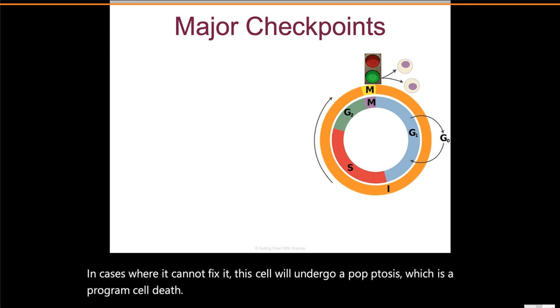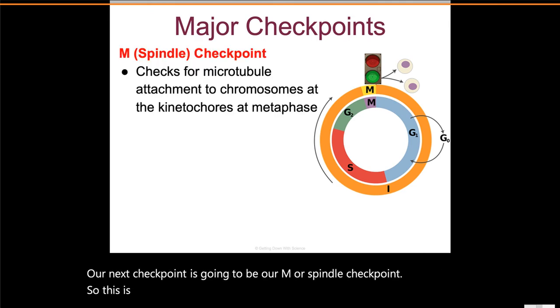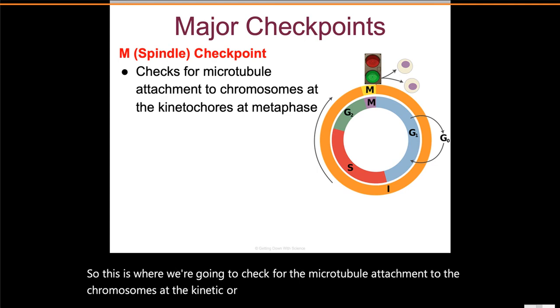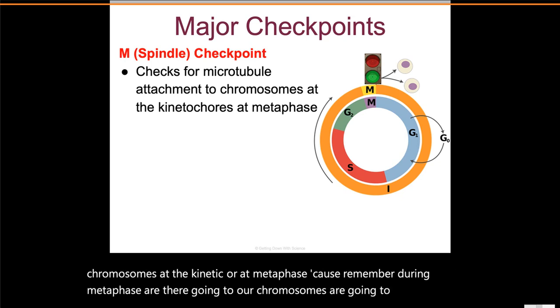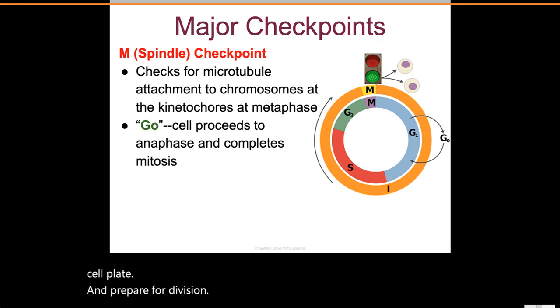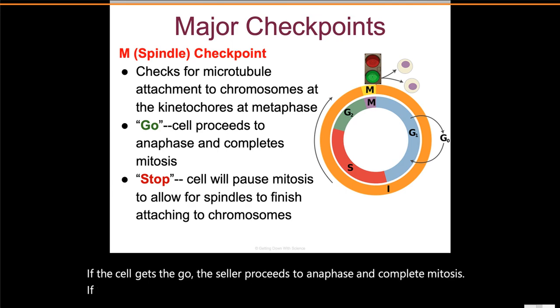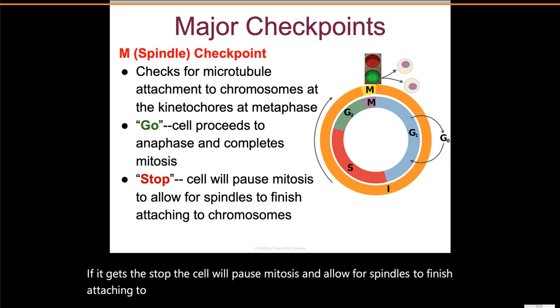Our next checkpoint is going to be our M, or our spindle checkpoint. This is when we're going to check for the microtubule attachment to the chromosomes at the kinetochore at metaphase. Because remember, during metaphase, our chromosomes are going to line up at the cell plate and prepare for division. If the cell gets the go, the cell will proceed to anaphase and complete mitosis. If it gets the stop, the cell will pause mitosis and allow for spindles to finish attaching to the chromosomes.